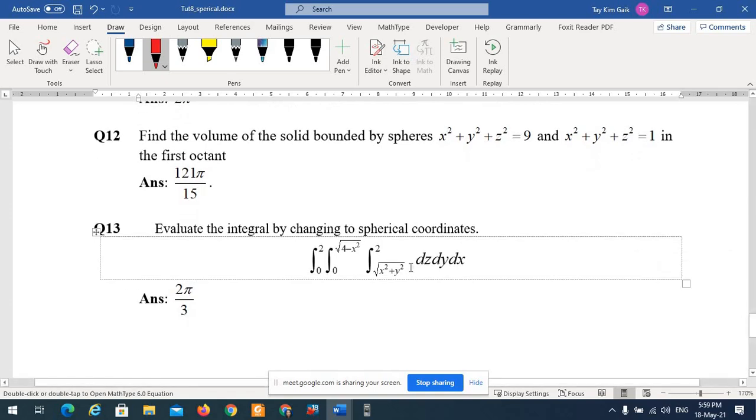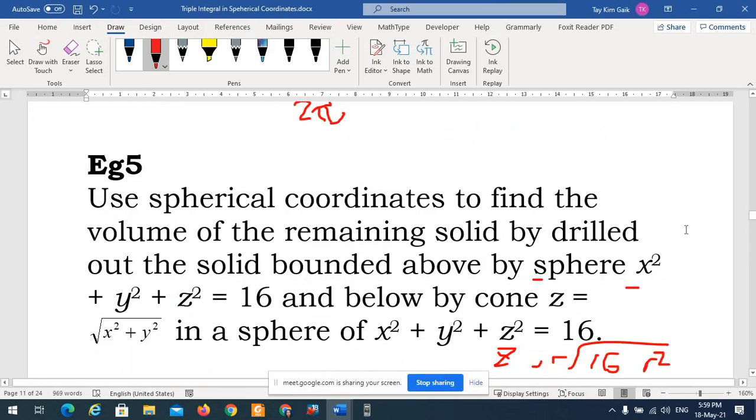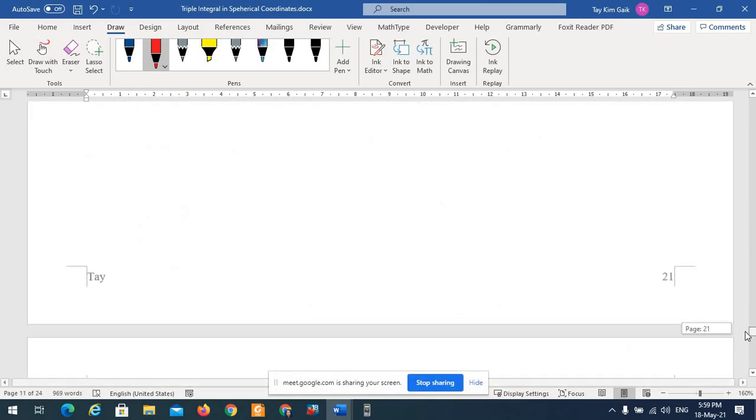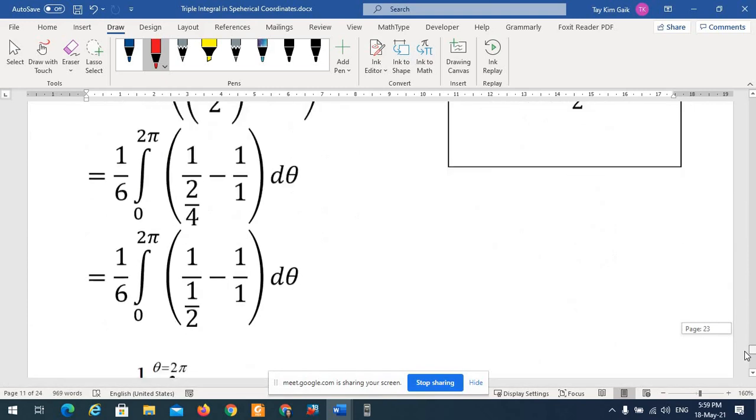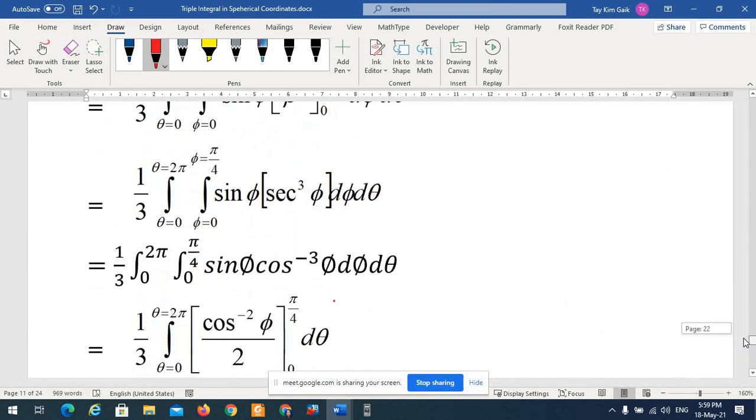Only 13, I think, is a bit different. In 13, this is a cone and then a flat surface. It is similar to the last example we did in yesterday's, last night's lecture.